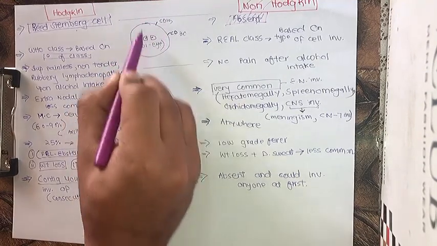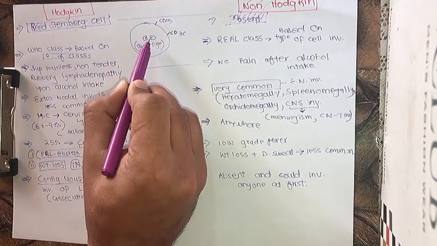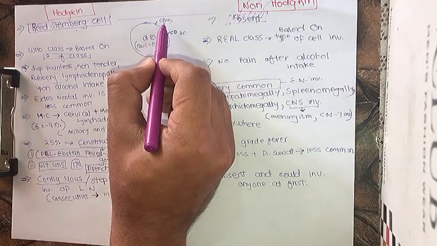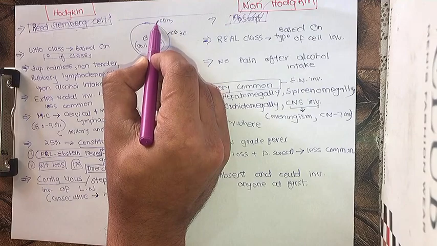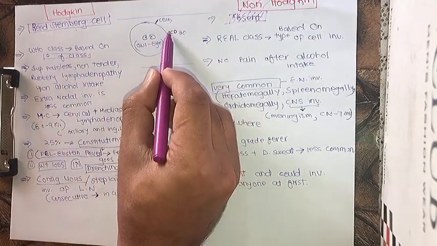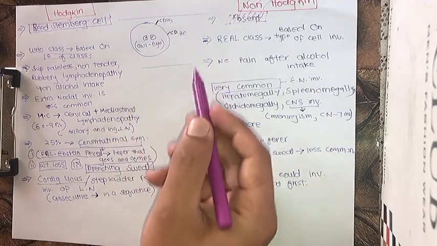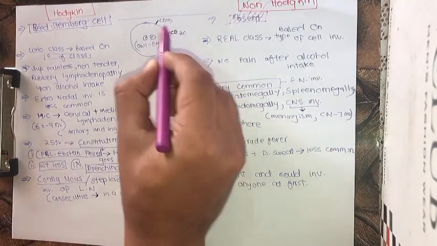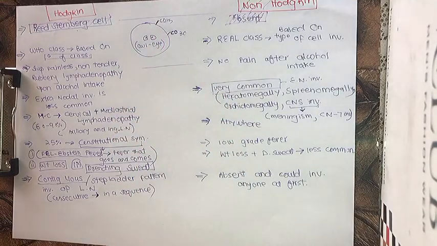As you can see, this is giving an owl eye appearance, and it has two surface markers which are for different variants of Hodgkin's lymphoma. Some are positive and some are negative. So this is CD30 and CD15, two surface markers found on the Reed-Sternberg cell.